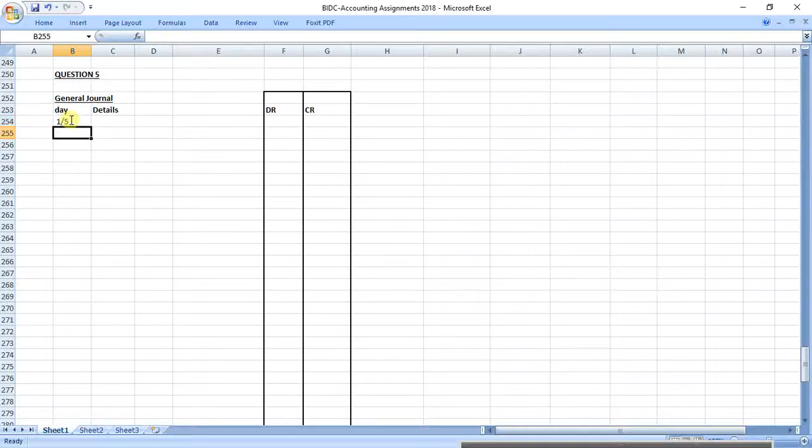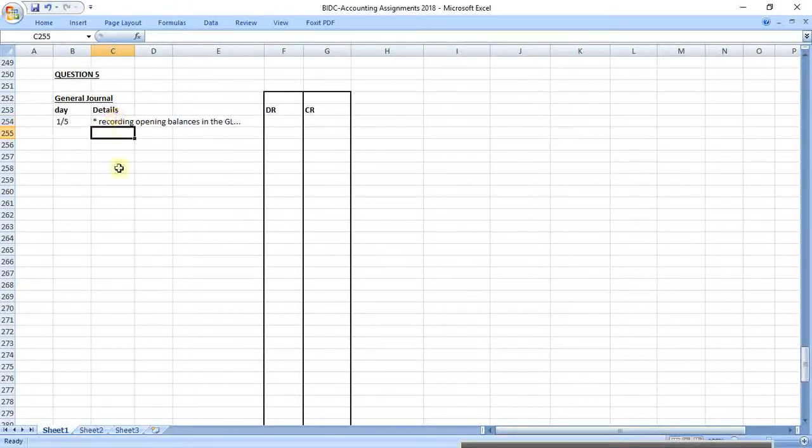Okay, the owner of a business opened the books of account with the following: bank 5,000, fixtures and fittings 23,000, bank loan 8,000, capital 20,000. Those are the balances for the new one. So will you record that in your general journal? No, you won't. So I'll just put a note here, asterisk, recording opening balances in the general ledger, GL.